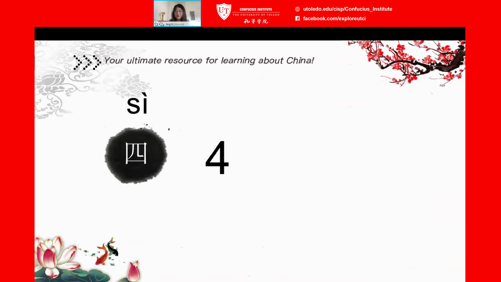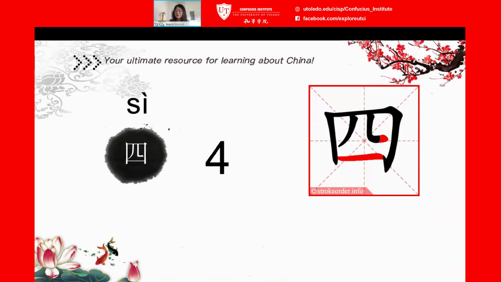Firstly, we can follow it to write, and later I will explain how this Chinese character evolved. Why doesn't this number four have four lines? From up to down, from left to right, from inside to outside. Follow the Chinese writing habit.